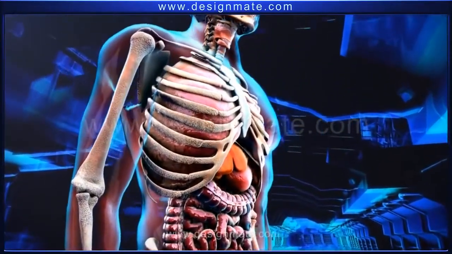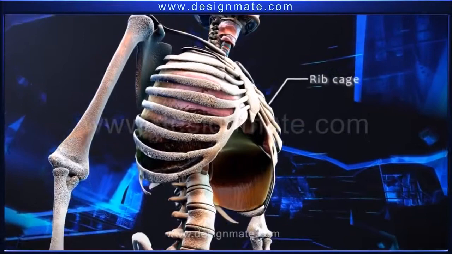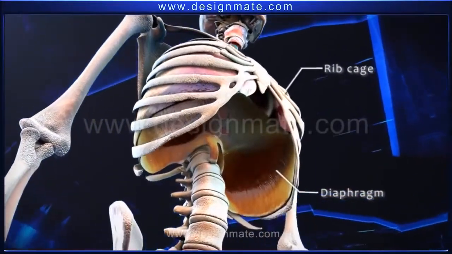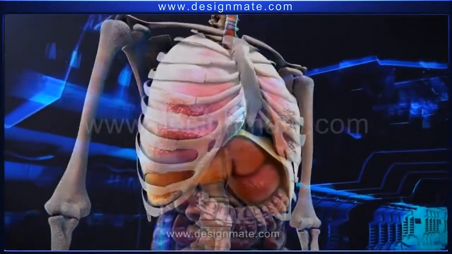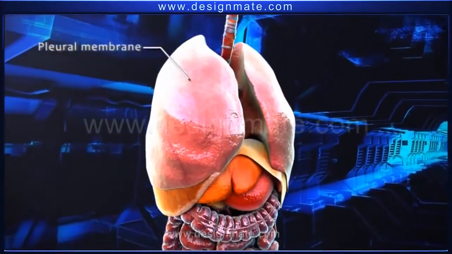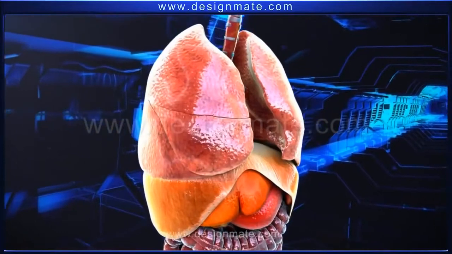In the thorax region, the rib cage and a dome-shaped fibrous tissue, known as the diaphragm, are observed. Present within the rib cage are the pleural membranes, which enclose the lungs.